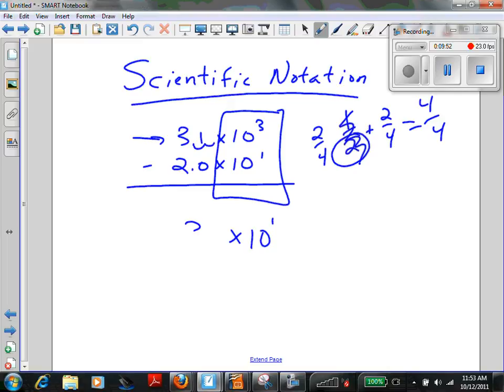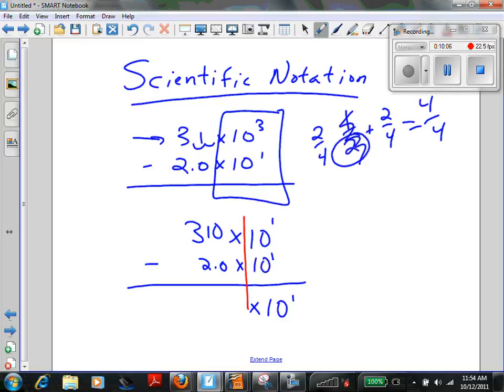Minus 2.0 times 10 to the 1st. My answer will be in 10 to the 1st, because that does not change, and we just said that. This stays the same, just like it does in fractions. And then it's 310 minus 2. What do you get? 310 minus 2 is? 308. Thank you.